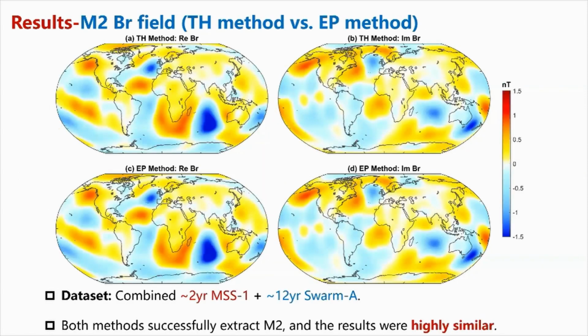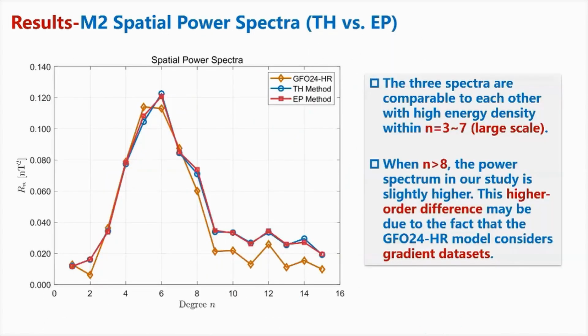Here I compared the performance of these two methods. The testing data set is the 2 years MSS-1 and 12 years Swarm A. The top column is the result of the TH method, and the second column is the result of the EP method. As you can see, they agree with each other very well. And this is a comparison of the power spectrum. They also show very good agreement with each other.